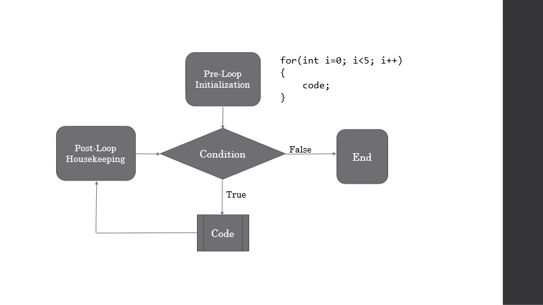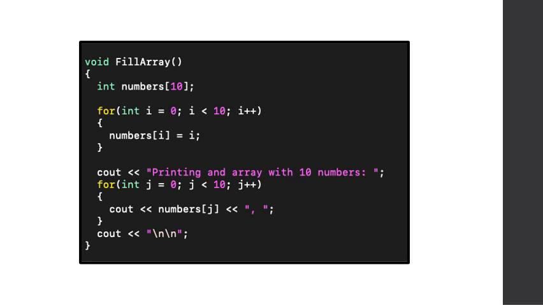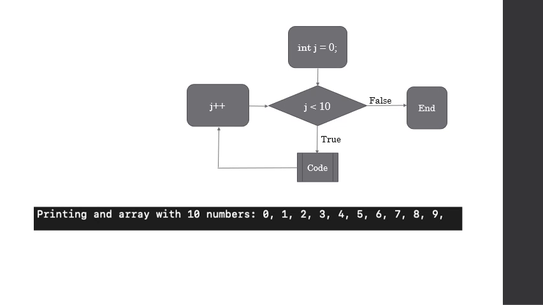Let's look at a common application of for loops, filling and printing arrays. In this function, an array with 10 elements is declared. To fill the array, we can use a for loop. After the array is filled, a second for loop is used to print the elements at each index in the array. This slide shows the output from printing the array.